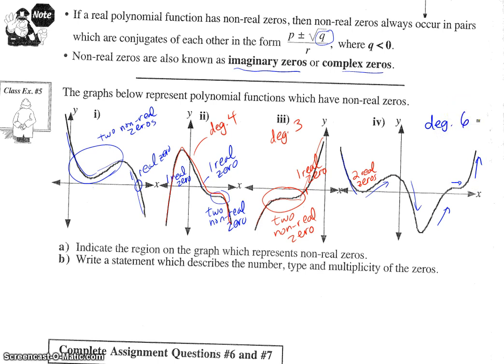So our number of zeros should add up to 6. Okay, so we've got 2 real zeros there. We've got, let's see, 1 real zero here. And here we've got 1 real zero. And here we've got a couple direction changes. So how many zeros would we need? 2 plus 1 plus 1 is 4. To get to degree 6, we'd need 2 more, so this would be 2 non-real zeros.